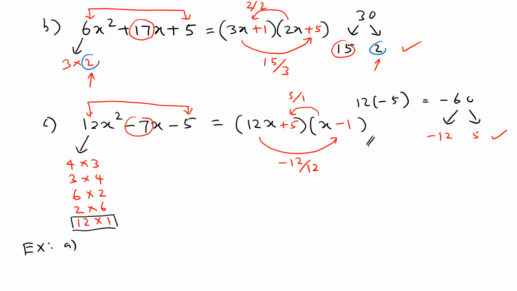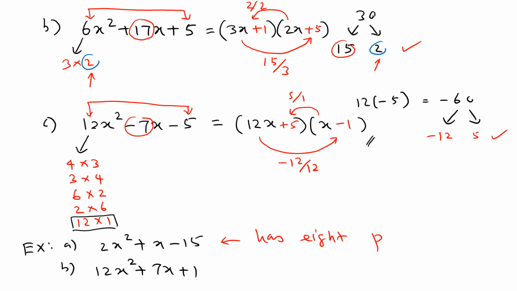So the first one is 2x squared plus x minus 15. And the second one is 12x squared plus 7x plus 1. That's an interesting story. The first one has 8 possible factors if you use the trial and error method. So you can see that the trial and error method is not going to be the best option for these kinds of problems. But in this one, it's straightforward. You're going to get the answer right there.